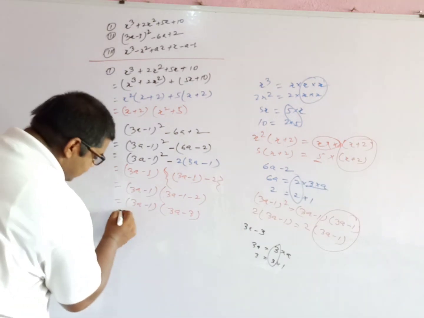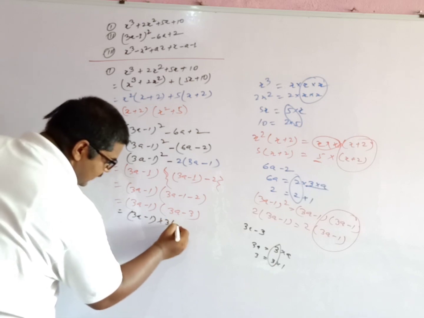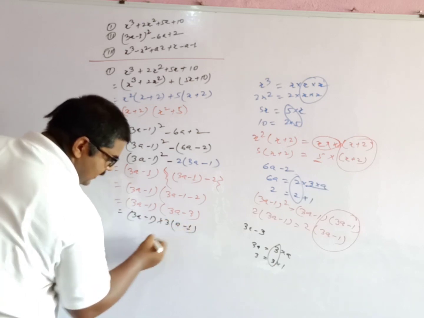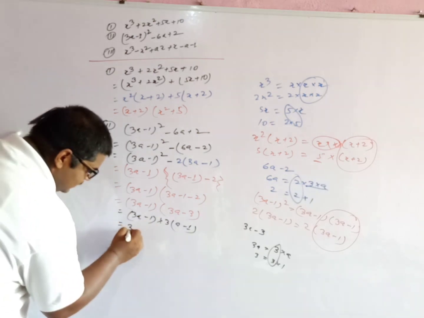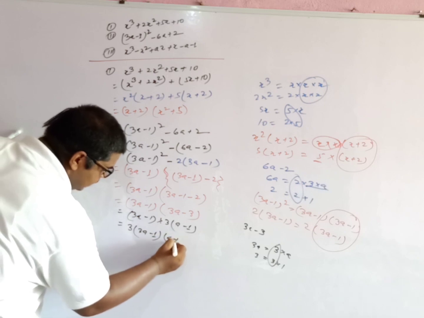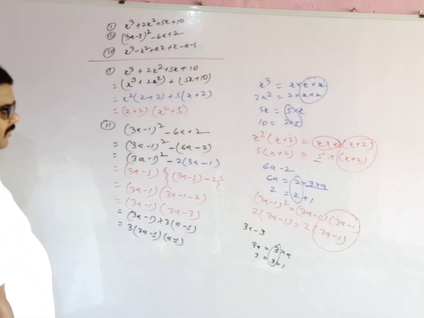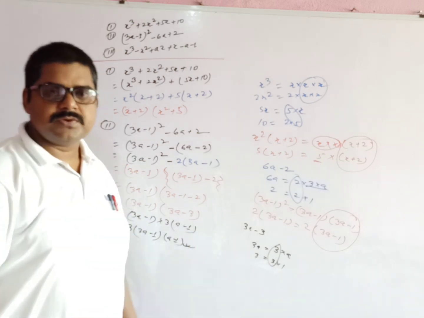So 3 can be taken as common. What is left? A minus 1. And actually it is written in this way: 3 into 3a minus 1 into a minus 1. That is the final result of this second question.